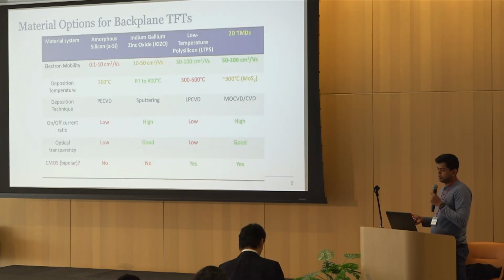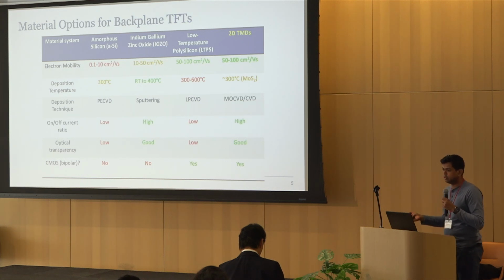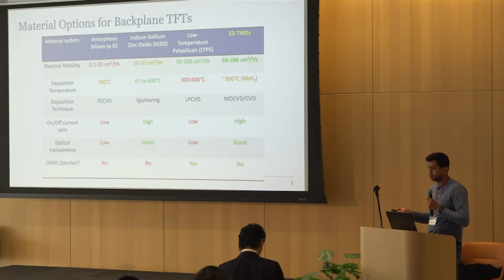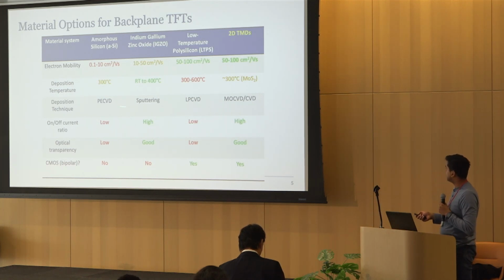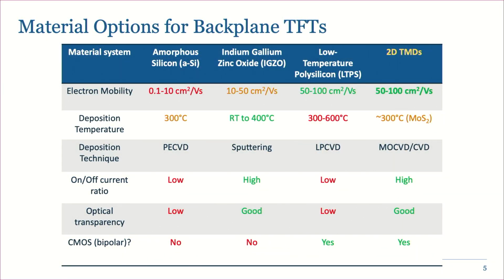So if you look at the material properties of the conventional TFT channel materials and you add 2D materials to the mix, there are a few key metrics that we want to look at. Primarily electron mobility, deposition temperature, the transistor current on-off ratio, whether it's transparent or not, and whether you can make a CMOS circuit out of it. So you need to have both N-type and P-type. Amorphous silicon is pretty poor on all of these metrics, but LTPS and IGZO tend to improve. But each of them has some positive aspects and then some restrictions.